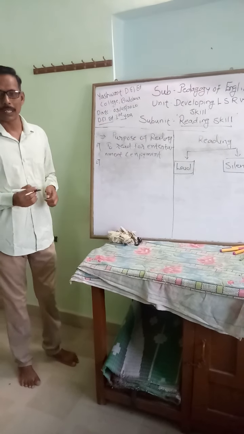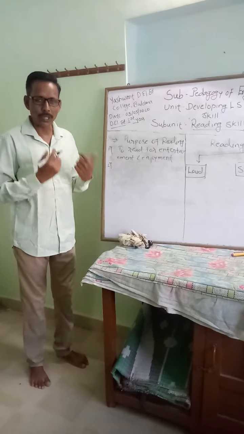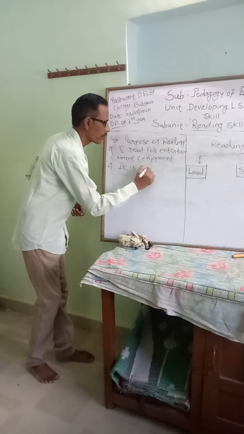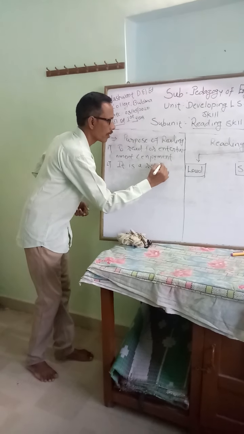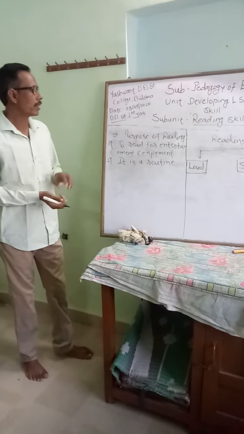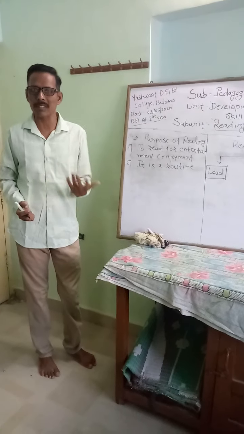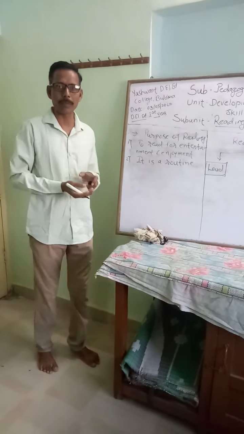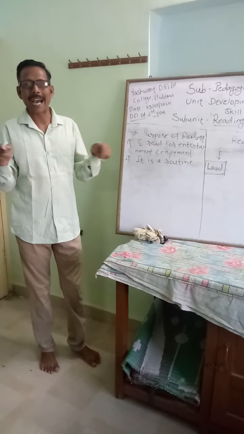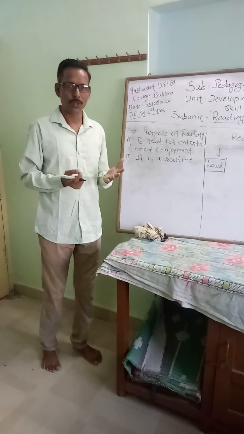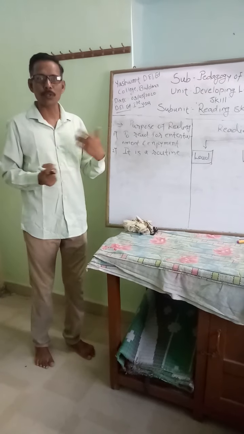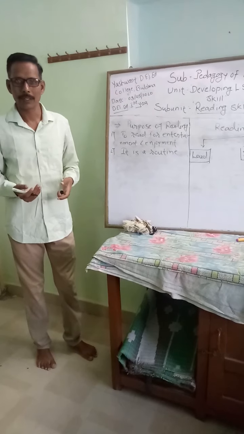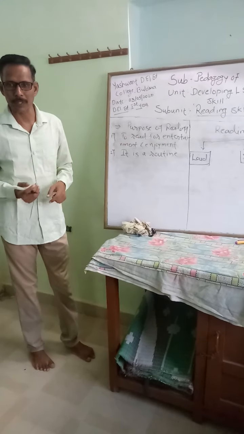The second purpose is routine. Reading is a routine process of our life. For example, to read newspapers, articles, and magazines. This is the routine process of our life. Routine means a daily, habitual thing. So this is the second purpose of reading.